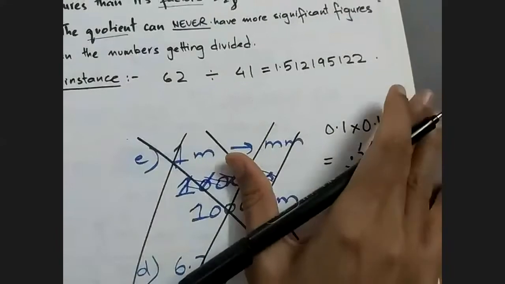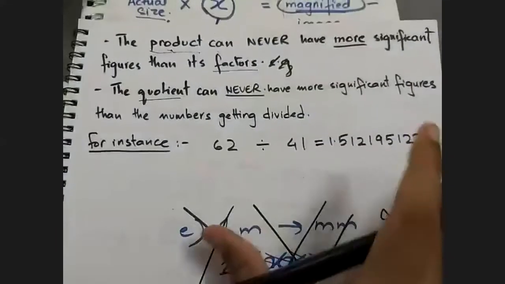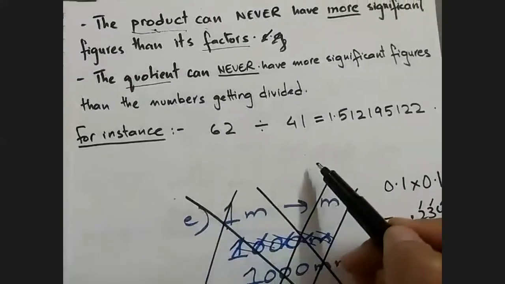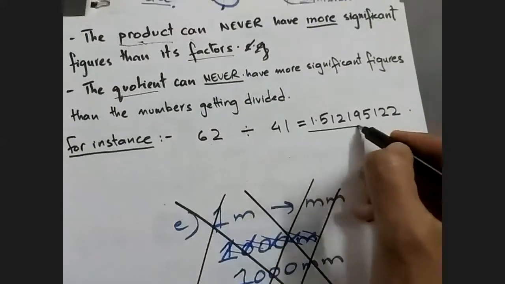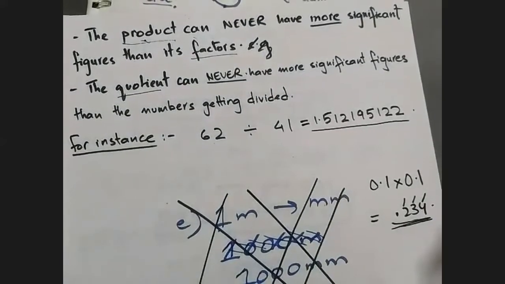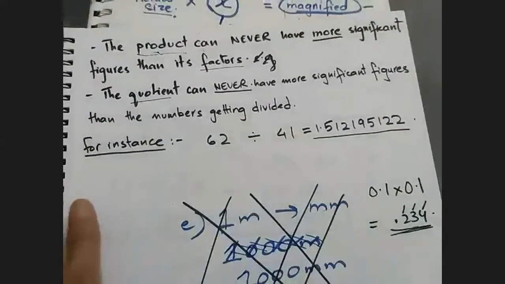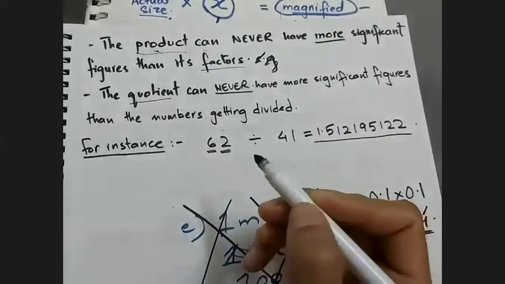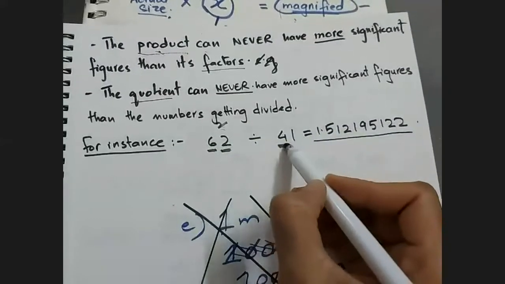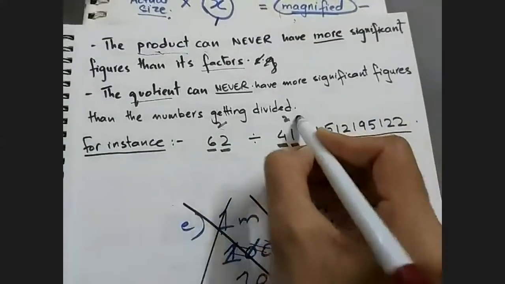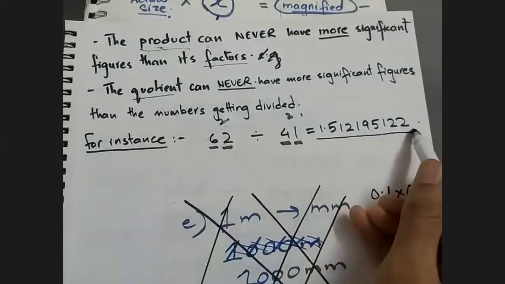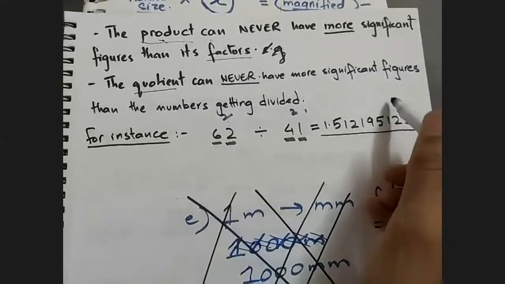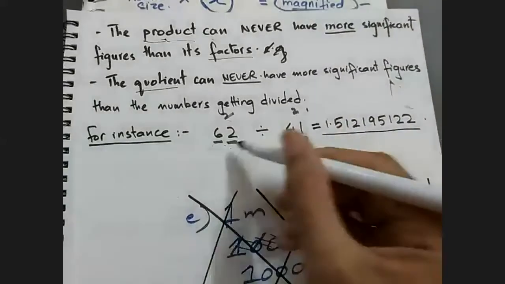Now let's do a couple of examples, okay? 62 divided by 41, okay? It gives me this big answer. Now, I can see that 62 has only 2 significant figures, and this also has only 2 significant figures. But look at the number of significant figures here. Does that mean this has higher accuracy compared to these 2?